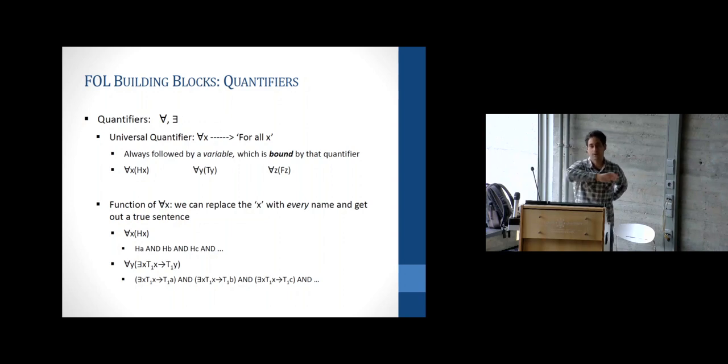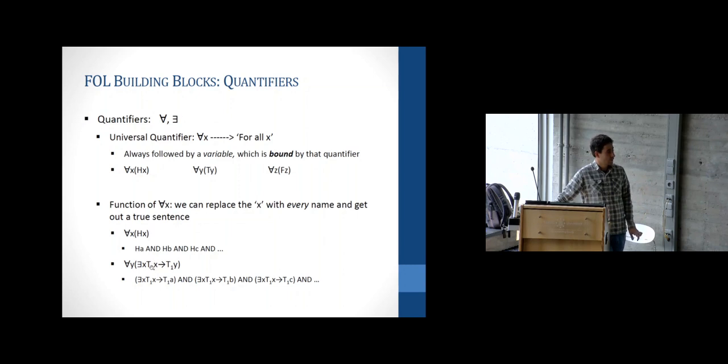So the variables allow us to make general statements, not about particular names, but about everything. And the idea is that we can replace the x with every name and get out a true sentence if we start with a true sentence. If it's true that for all x, x is human, it means that a particular object with the name A is human, and B is human, and C is human, and so on. So you can think of the universal quantifier as capturing a big conjunction of names.